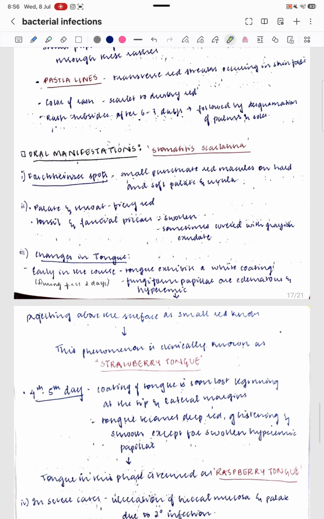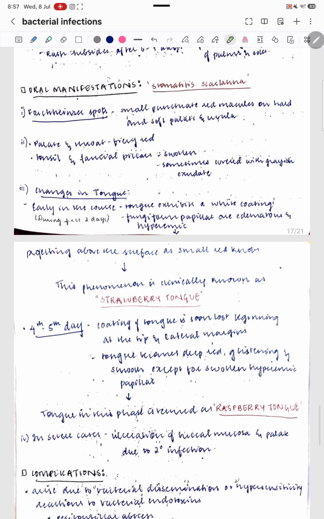Now coming to the oral manifestations, one important oral manifestation seen is stomatitis scarlatina. So stomatitis scarlatina we will see, but before that we will see what Forchheimer spots are. The oral manifestations of scarlet fever are also called stomatitis scarlatina. Now there are also Forchheimer spots, which are small punctate red macules on the hard and soft palate. So there are these small macules on your hard and soft palate.